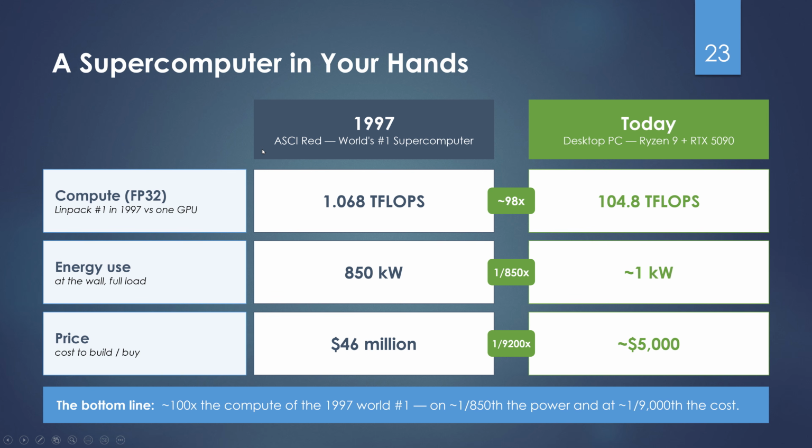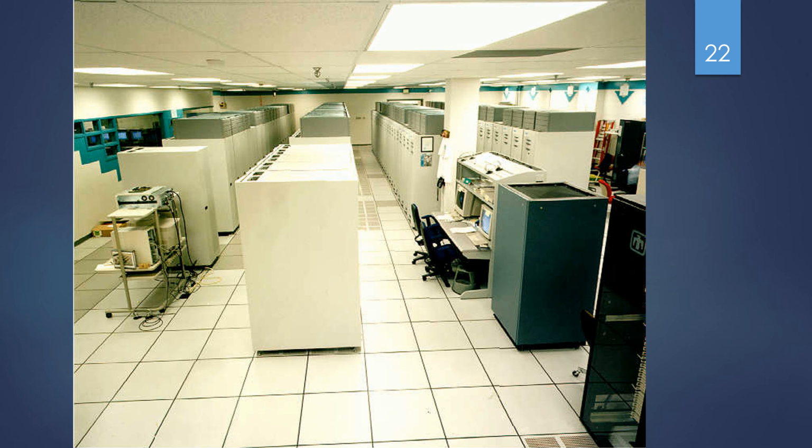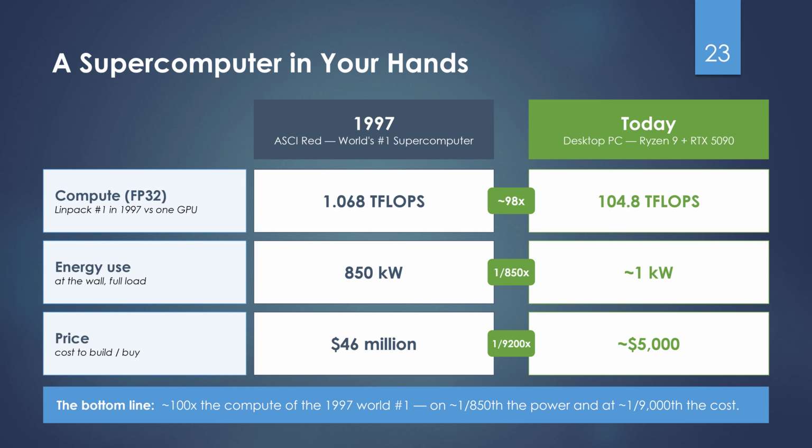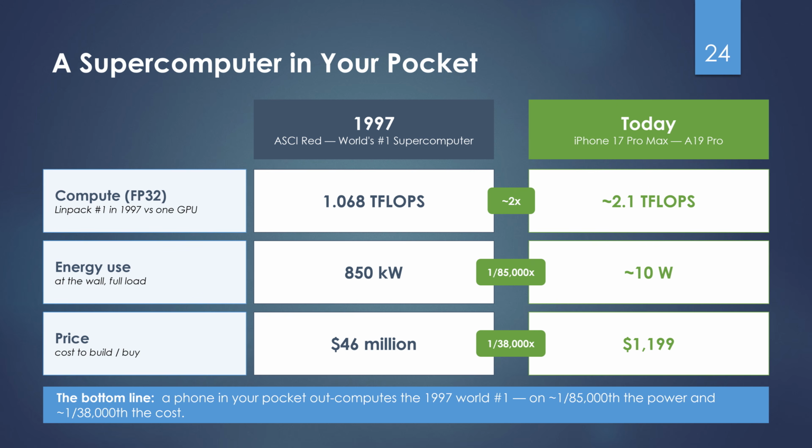Let's compare that to what we have today. This thing is 100 times slower than a high-end desktop today. It used 850 times the power to be 100 times slower. And it was almost 10,000 times more expensive. But that's an unfair comparison, right? Just to show you how technology progressed since that thing flew. So the Ryzen with the RTX 5090 is an unfair comparison. Let's go and make it fair.